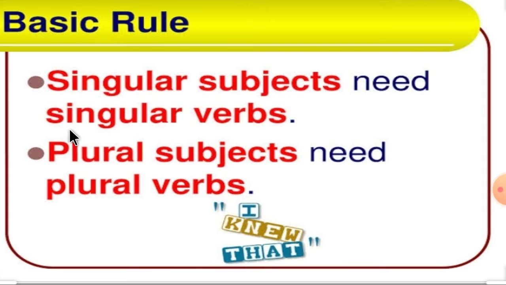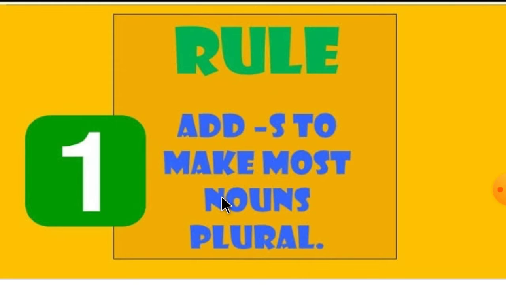First, we will revise the basic rule. So what is the basic rule? Singular subjects need singular verbs. Briefly, that we have already learned. Then plural subjects need plural verbs.